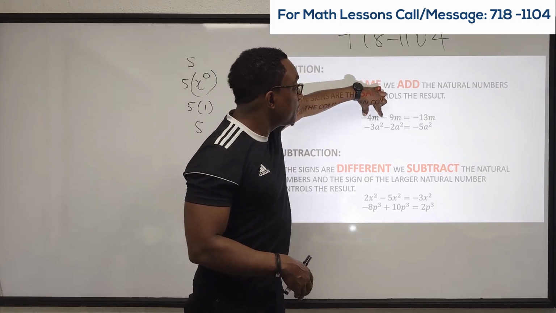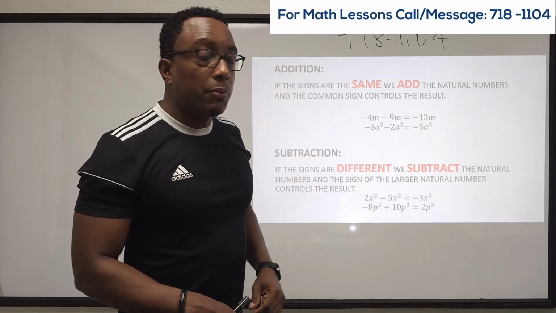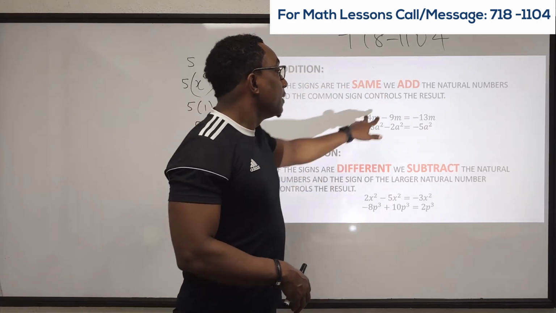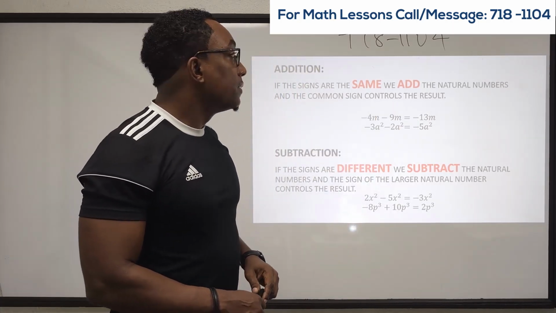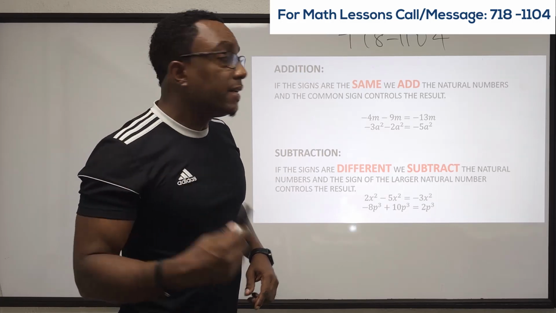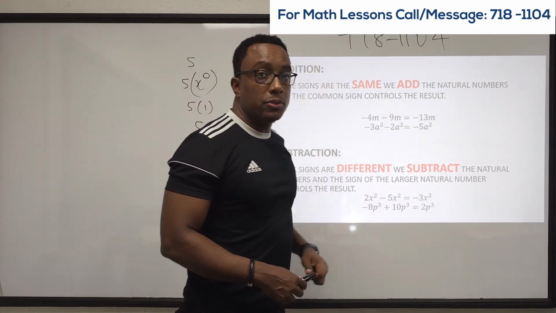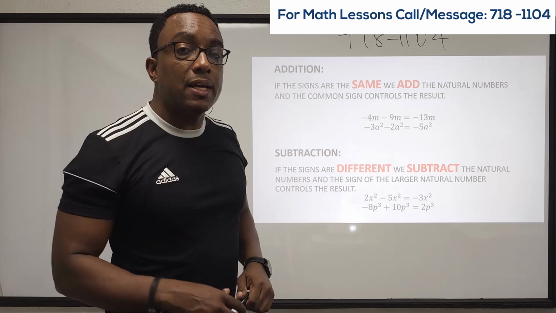And we're going to keep the sign that is common to both. The sign common to both is that subtraction sign, which of course we place in front of our result 13, and we maintain the variable and power. So that m must be maintained as part of your results.